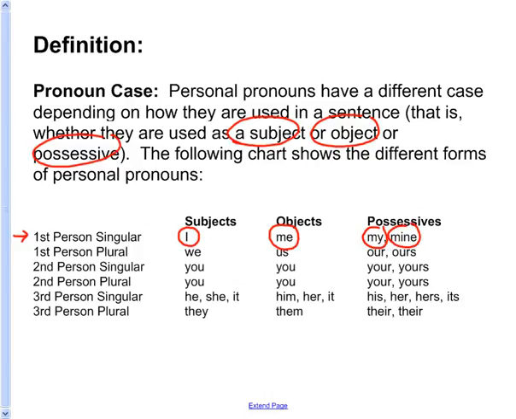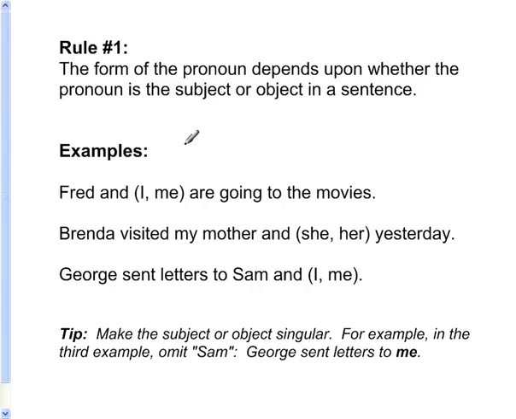There are 4 rules to follow when it comes to pronoun case. Rule number 1. The form of the pronoun depends upon whether the pronoun is the subject or object in a sentence. Example number 1. Fred and I, or Fred and me, are going to the movies. Here, let's determine, first of all, the subject and verb in this sentence. Are going is the main verb, and Fred and I, or Fred and me, is the subject in this sentence.